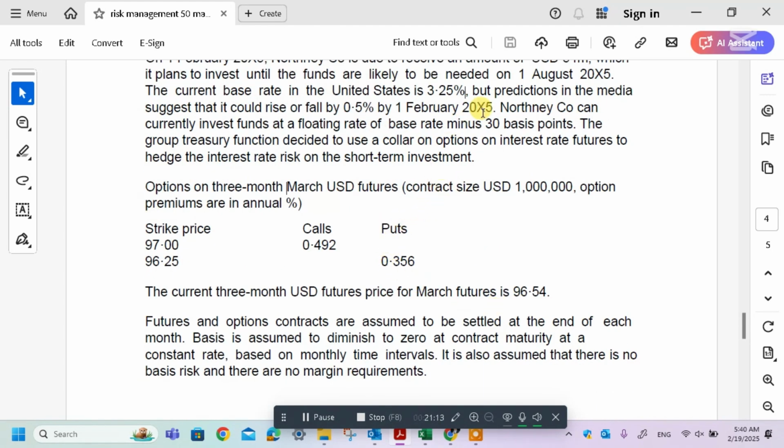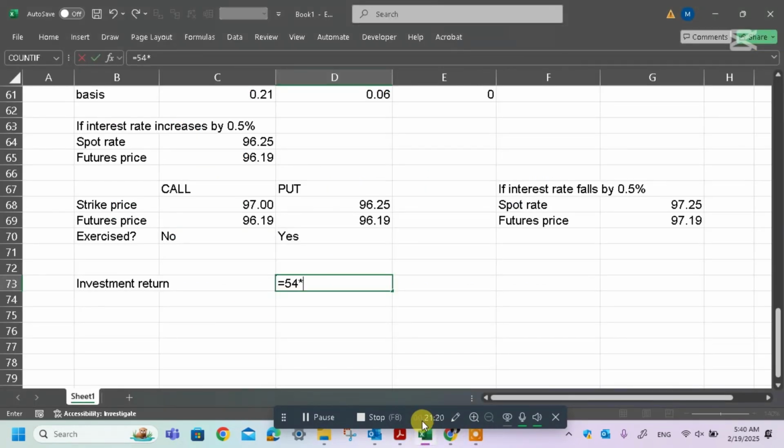Didn't they say here currently invest funds at floating rate minus 30 basis points. The floating rate minus 30. Floating rate is 3.75 percentage minus 0.3. 30 basis points means 0.3. Right, this will be the investment rate for 6 months. You are investing for 6 months. This is the return from the investment, 0.1.